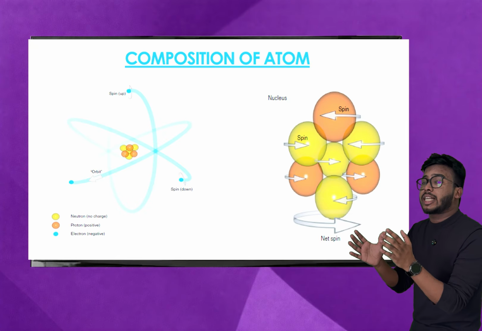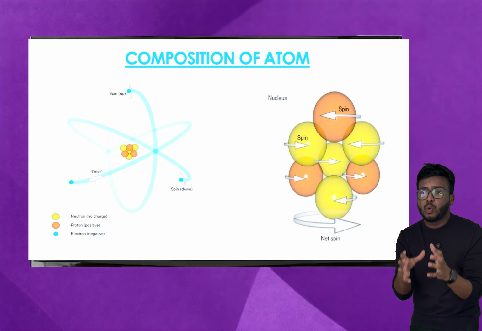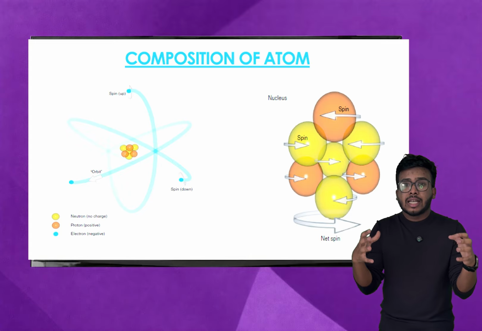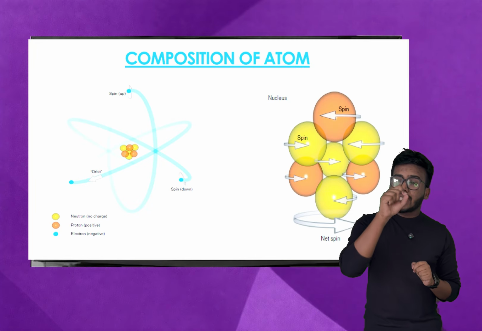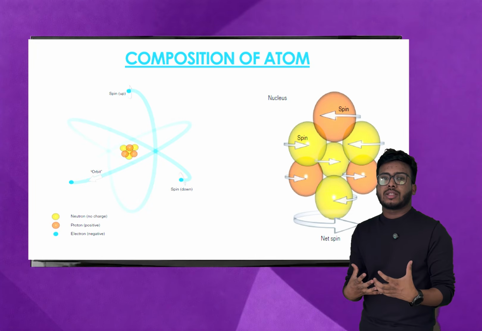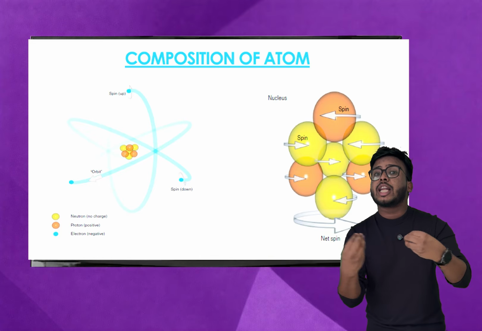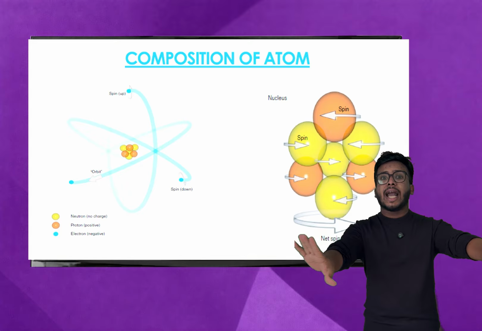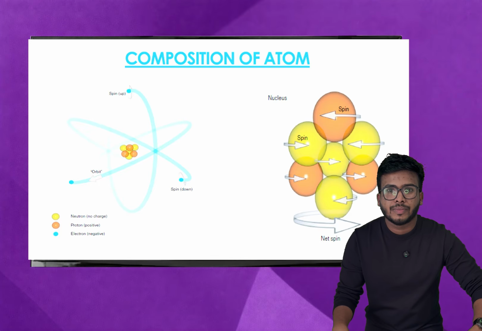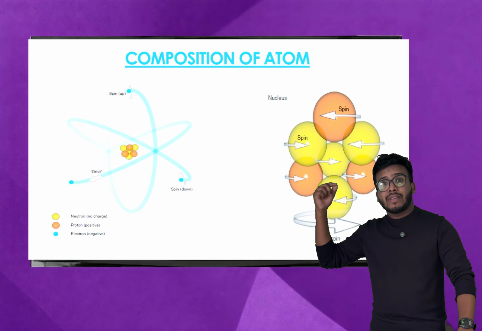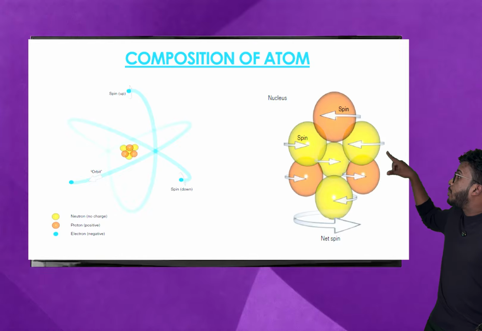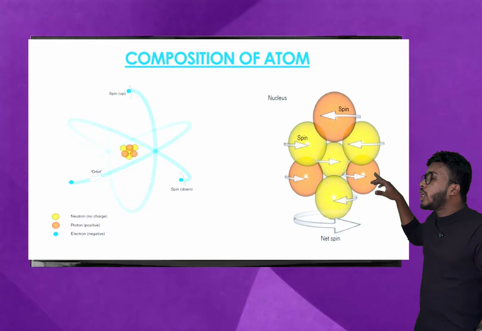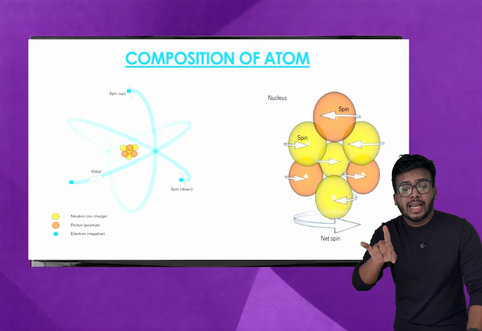So we need to know the structure of the atom. Inside the atom, we have the nucleus. Most of the mass of the atom is concentrated in this nucleus. Inside the nucleus, we have nucleons. Nucleons are protons and neutrons. Proton has a positive charge and neutron doesn't have any charge. Clear? And we have electrons. We have electrons spinning around the nucleus, and electrons have a negative charge.